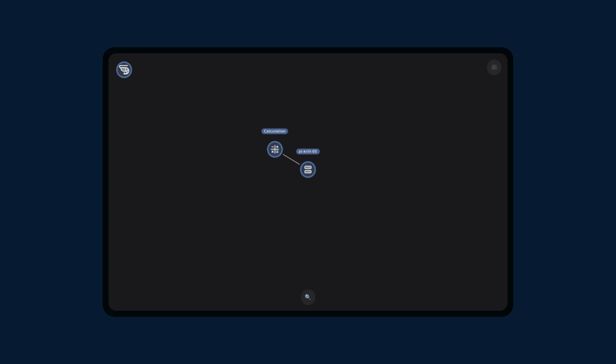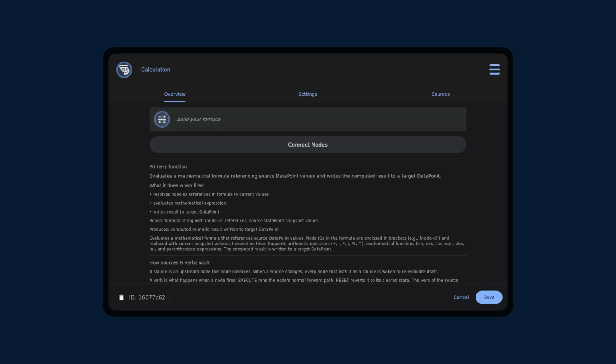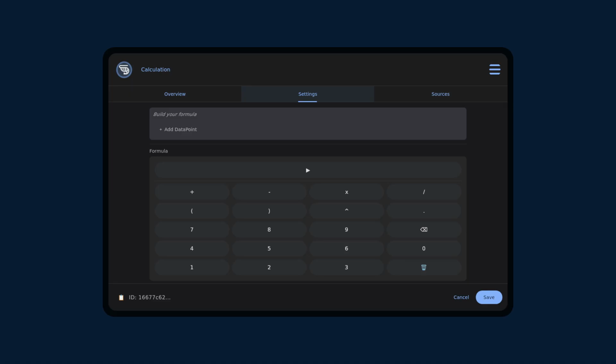Krill already has a calculator. It takes the current value of one or more data sources and runs it through a simple formula: add, subtract, multiply, divide. Open it up. And there's the formula, a keypad and arithmetic on live values. Great for a unit conversion, a scale factor, an offset.